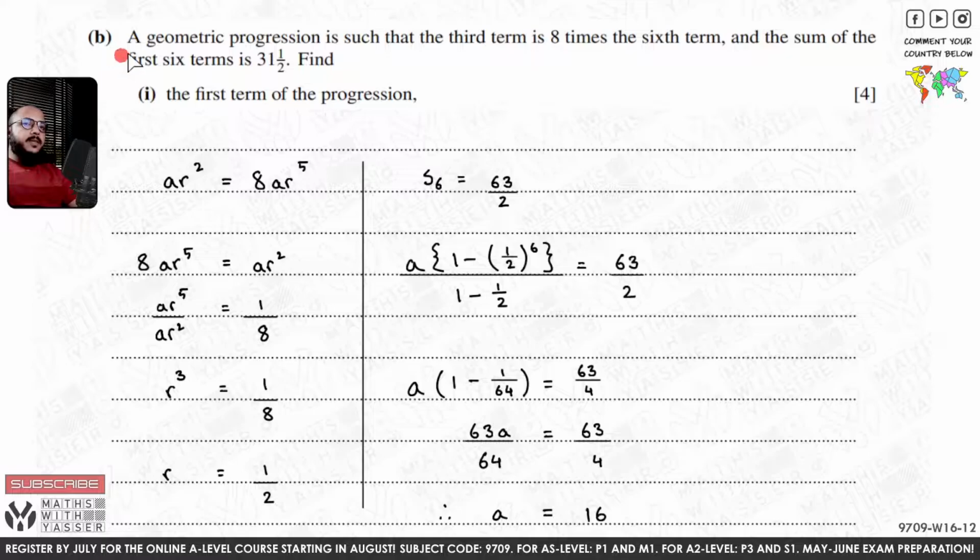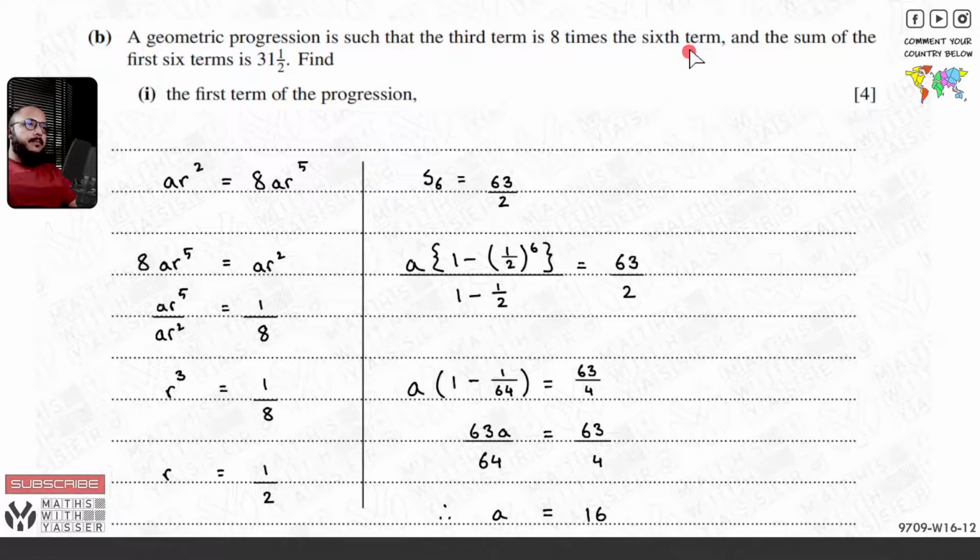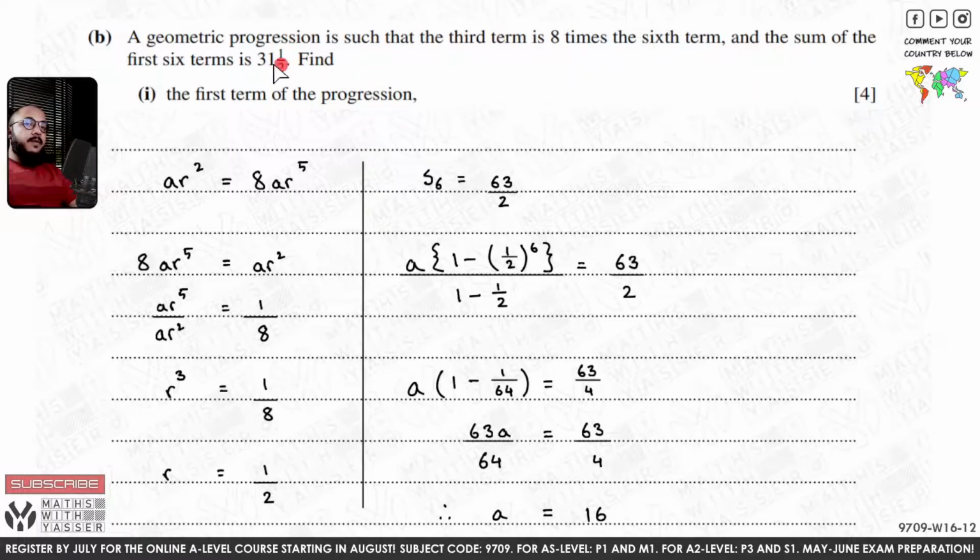In the next part of the question, it says a geometric progression is such that the third term is 8 times the sixth term, and the sum of the first 6 terms is 31 and half. We need to find the first term of the progression.